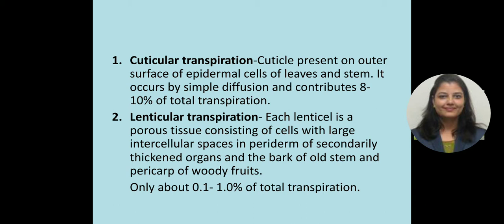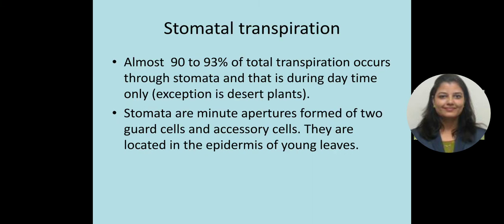Then next is lenticular transpiration. Lenticels are porous tissues consisting of cells with large intercellular spaces in the periderm of secondarily thickened organs, the bark of the old stem, and also in the pericarp of woody fruits. Only 0.1 to 1.0% of the total transpiration happens through the lenticular transpiration process.